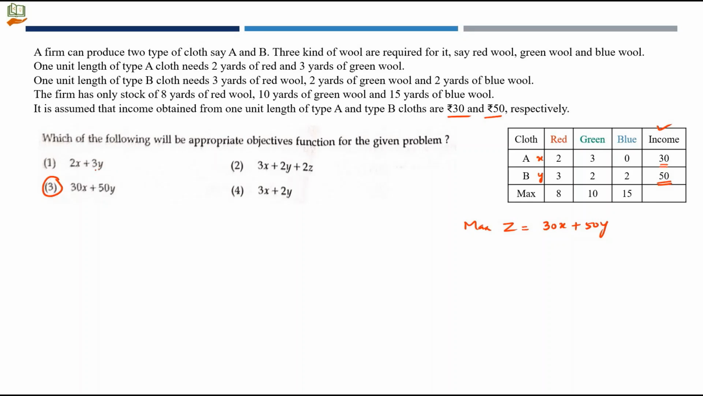I'll just give you the interpretation of the other options. 2x plus 3y is actually the red wool column. 3x plus 2y plus 2z is actually the B row. 3x plus 2y is the green wool column.